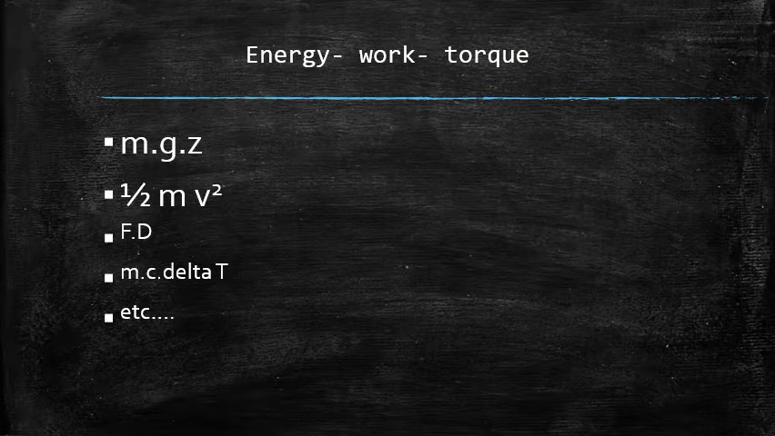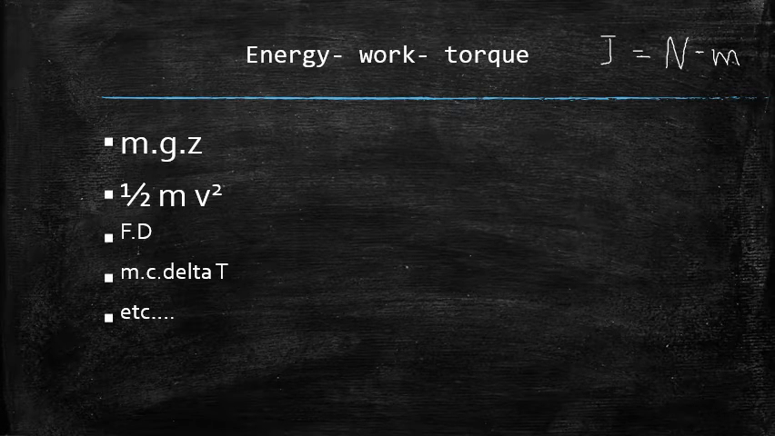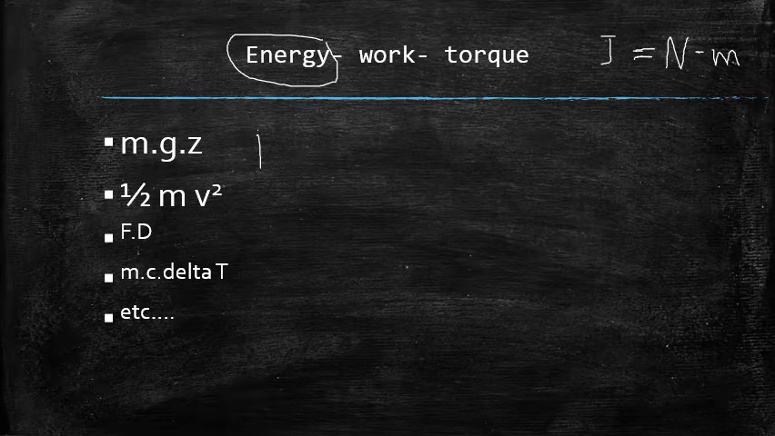Energy and work and torque. Energy, work, torque, all of them have the same unit, and the famous unit is joule or Newton meter. Newton times meter. So the famous unit for energy, work, torque is Newton meter or it's equal to joule. Energy has many forms. We have potential energy, we have dynamic energy, we have work, we have heat energy, and so on.